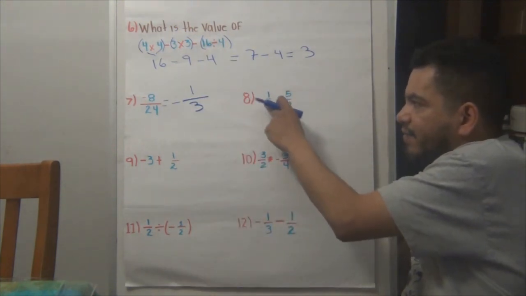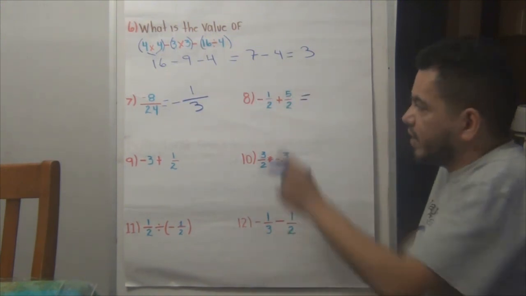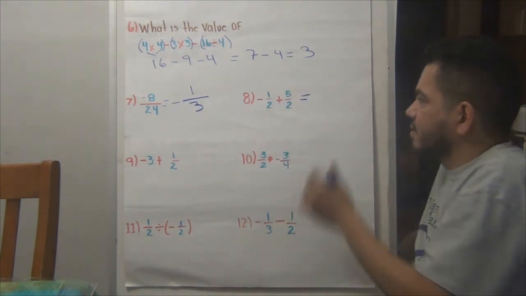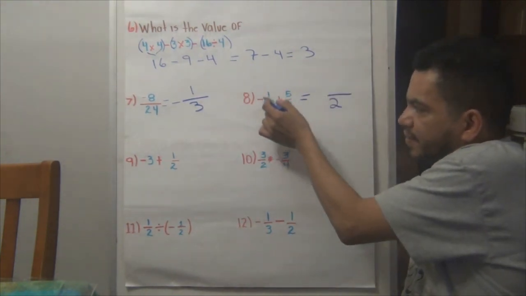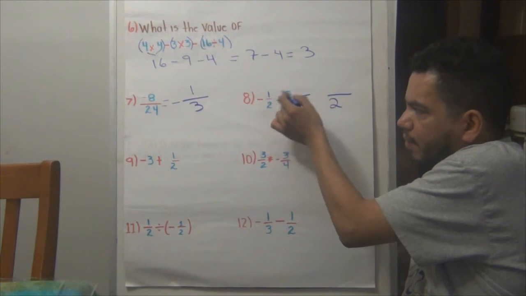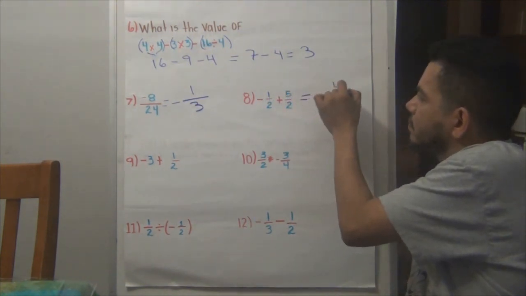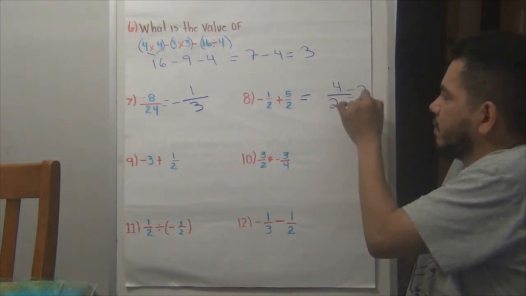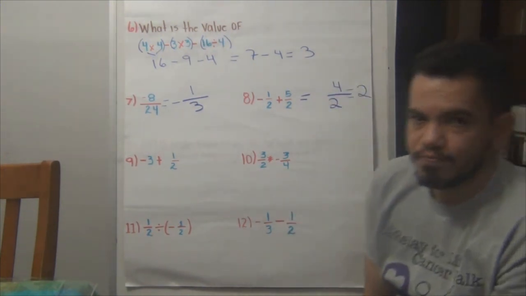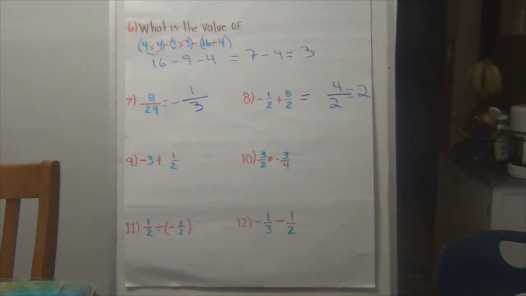Now here I have an addition of fractions. Well, do they have the same denominator? Yes. Negative 1 plus 5 is negative 4. Is 4. See that? And 4 divided by 2 is 2. That's it. Okay.